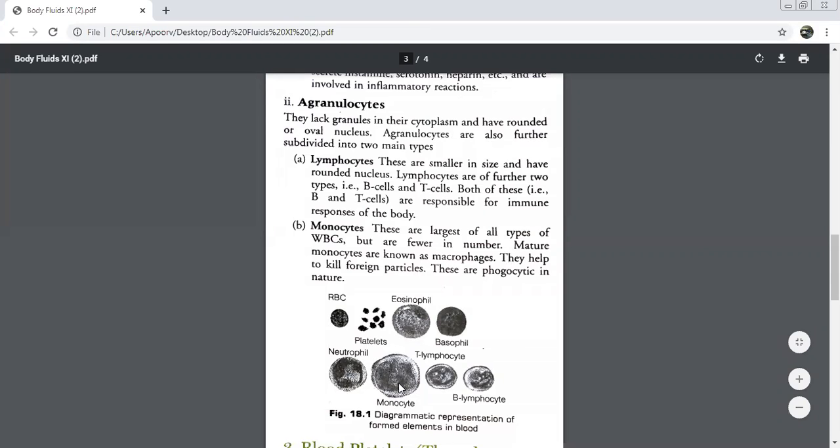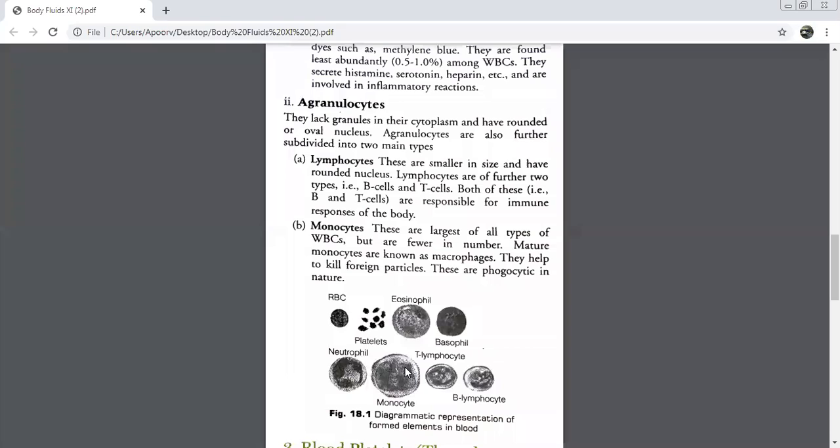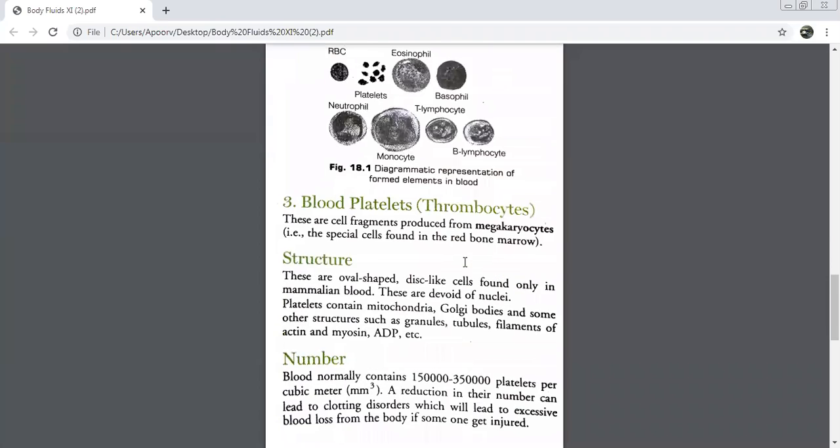See this big one. When the mature monocyte is there, it is also called what? Macrophages. Because the word macro tells you it is very big in size, and phage because it is phagocytic in nature. We have already done phagocytosis.